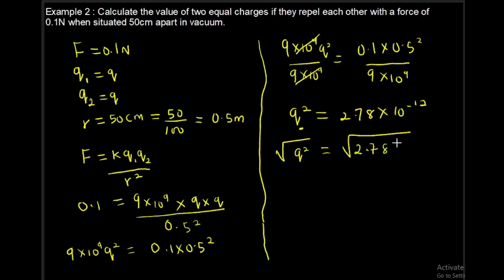We have square root of Q squared equals square root of 2.78 times 10 raised to the power of minus 12. Okay, so square root cancels squared, and then you have Q equals square root of this, which will give us 1.67 times 10 raised to the power of minus 6 coulombs. Alright, so this is the value of each individual charge.